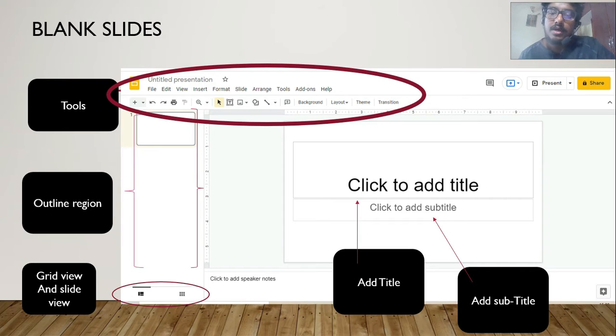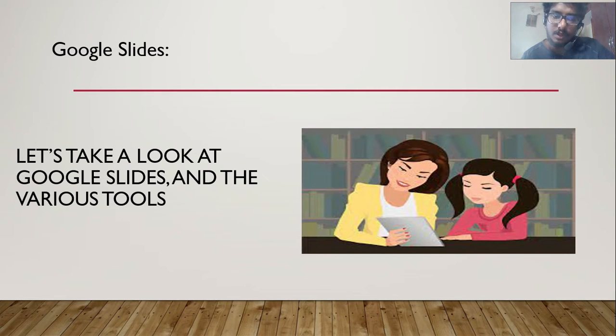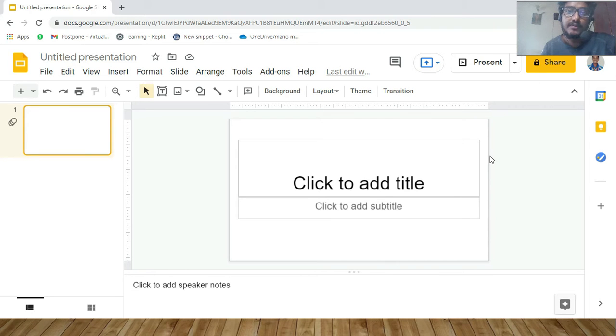Okay, you have a work area where you can add your title and your subtitle. Okay, so this is how the blank slide looks, where you can customize your entire presentation. So now let's go to the Google Slides page and let's check out the various tools. Okay, so I've opened a Google Slides page. So let's look into the tools first, and then let's just create a small slideshow so we can learn from it.